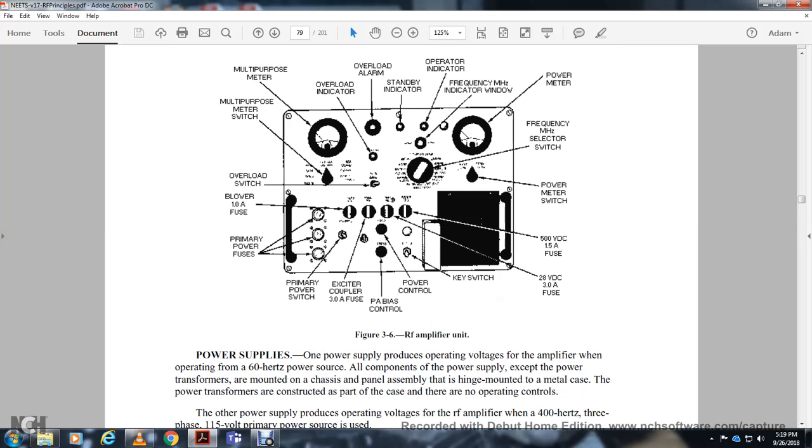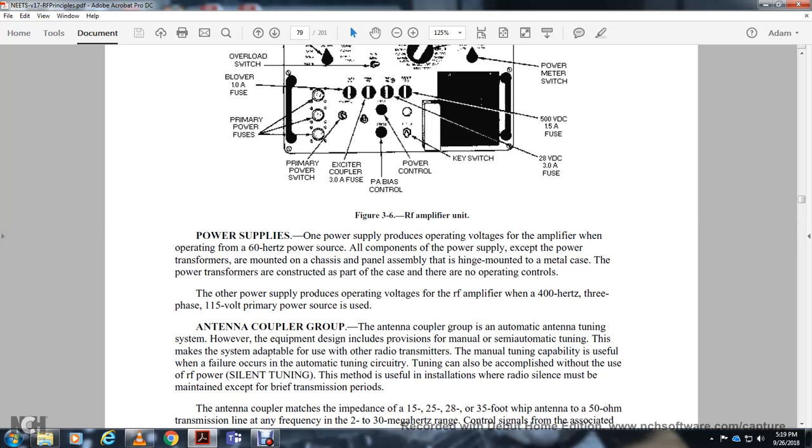Power supplies. One power supply produces the operating voltage for the amplifier, operating at 60 hertz. All components of the power supply, except for the power transformers, are mounted with the shaft of the panel assembly with a hinge mount in the metal case.